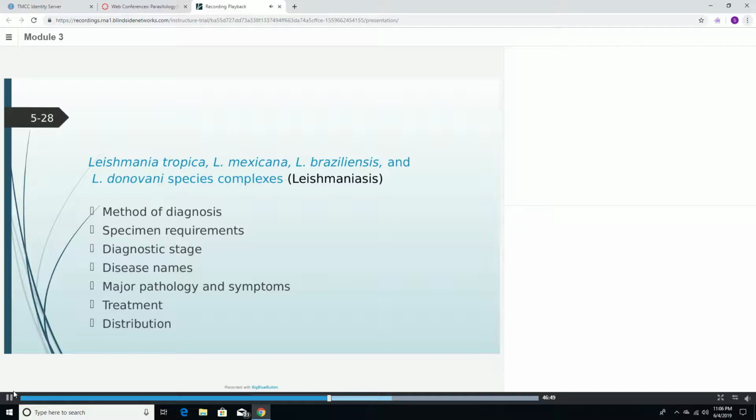Okay, so the next organisms that we're going to be talking about are the Leishmania species. We've got Leishmania tropica, Leishmania mexicana, Leishmania brasiliensis, and Leishmania donovani species complexes. This is also known as leishmaniasis. So Leishmania tropica is a cutaneous or Old World leishmaniasis. Oriental boil, Baghdad, or Delhi boil. We have Leishmania brasiliensis is mucocutaneous or New World leishmaniasis. Leishmania donovani is a visceral leishmaniasis, Kala Azar, and Dum Dum fever.